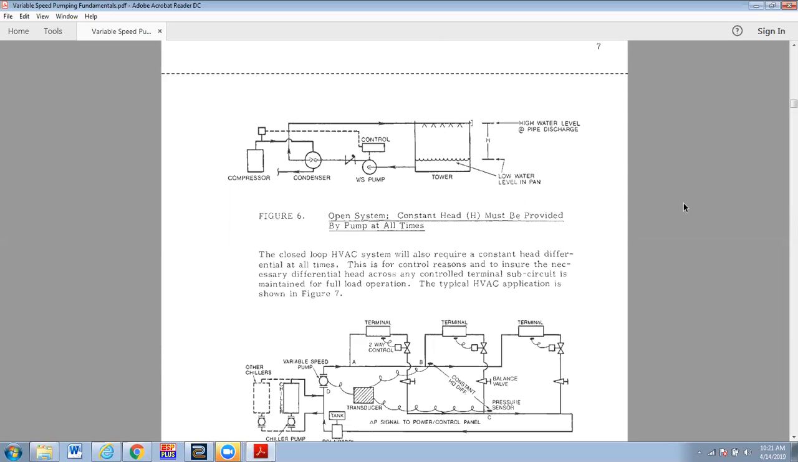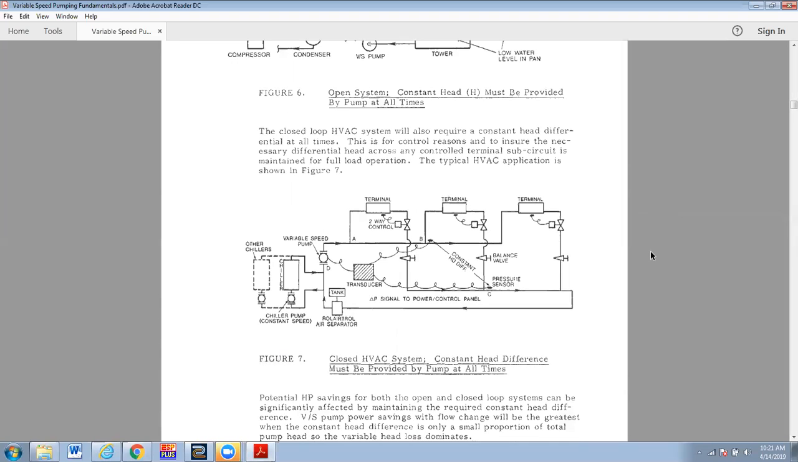So the closed loop HVAC system shown below, right here, will also require constant head differential at all times. This is for control reasons and to ensure the necessary differential head across any controlled terminal subcircuit is maintained for full load operation. So what they're saying here is that we want to have enough delta P across here. We have to have enough head so that if any of these control valves opens wide open, we can always get full flow through the terminal circuit.